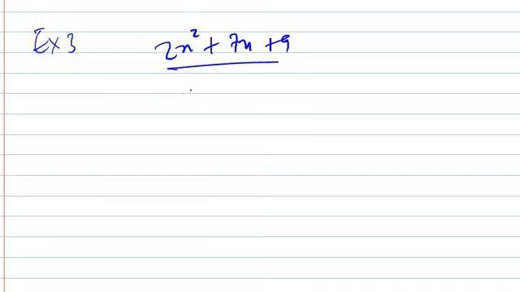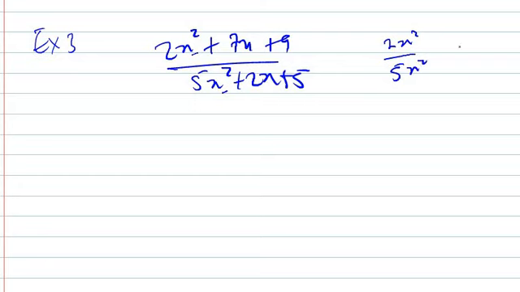The last one, case 3, is 2x squared plus 7x plus 9, all over 5x squared plus 2x plus 5. The same procedure can be applied. If this is the case, we can solve it by inspection. Since the highest powers are the same, 2x squared and 5x squared, we just take the coefficients, which is 2 over 5. So the answer is 2 over 5.